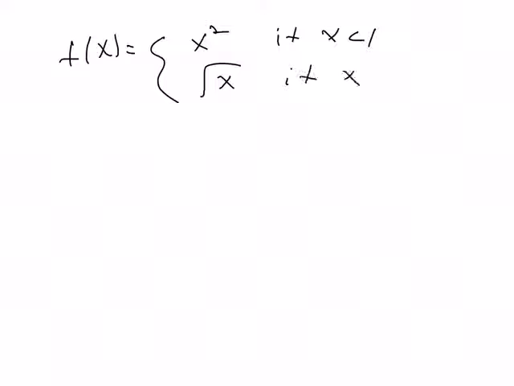The next problem I'm going to do is going to be problem 35. Show that f is continuous on the interval negative infinity to infinity, where f of x equals x squared if x is less than 1, and it's equal to the square root of x if x is greater or equal to 1.